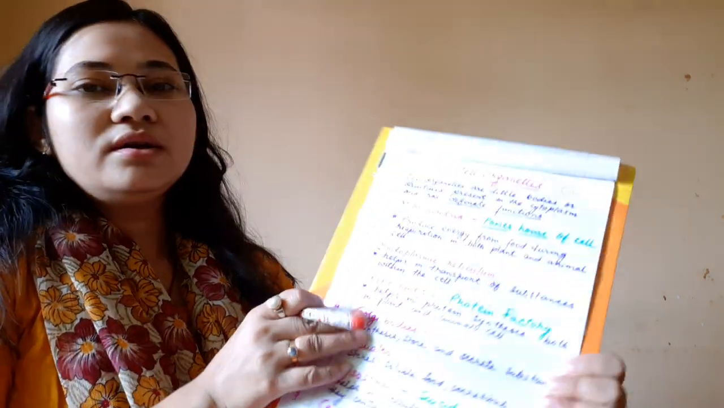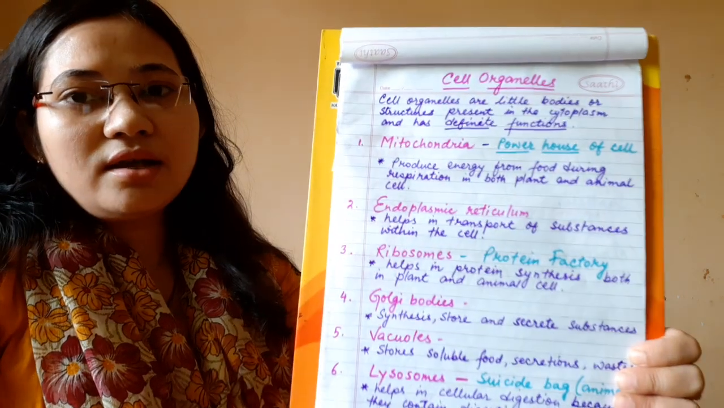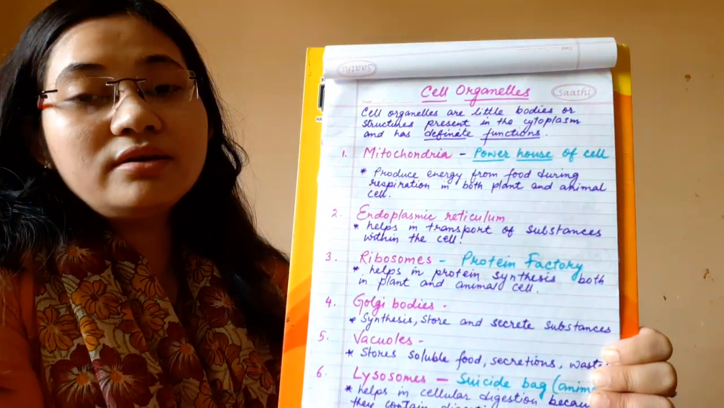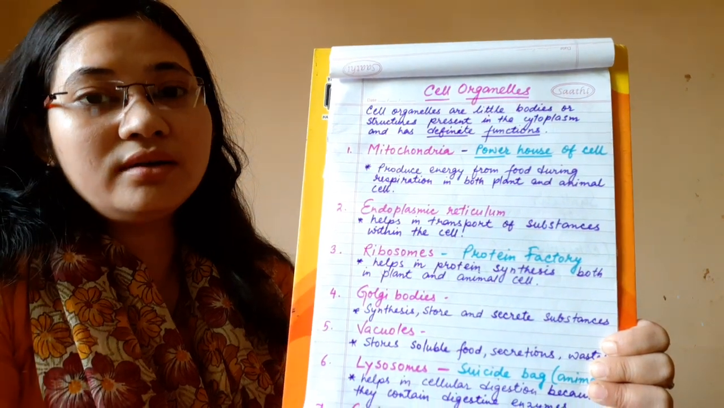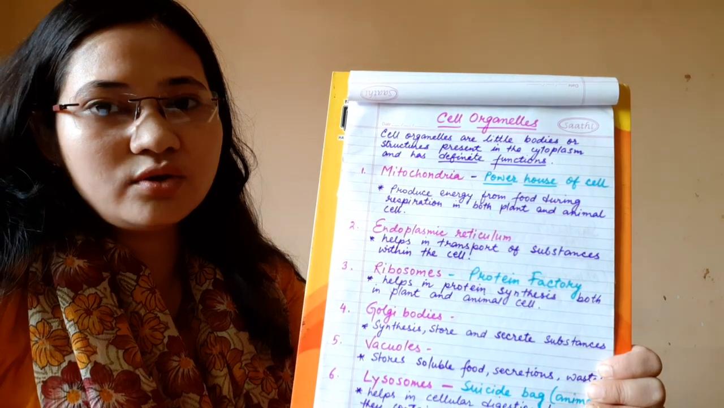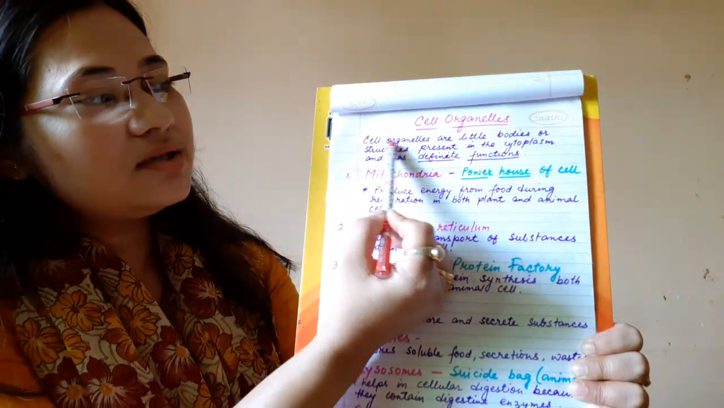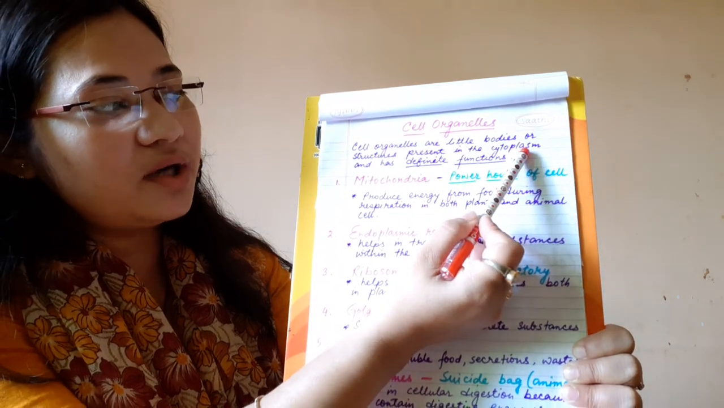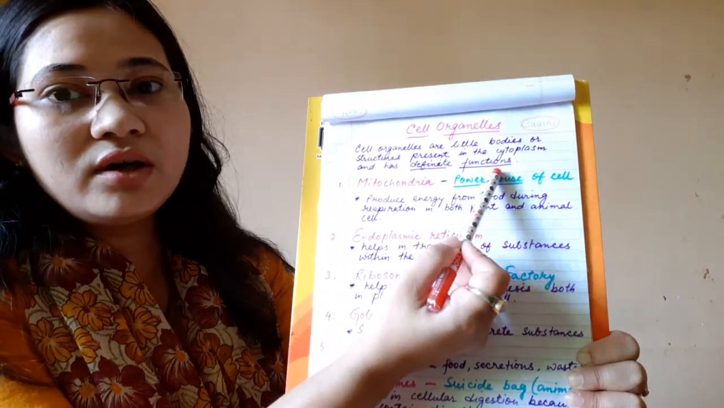Now our next heading, cell organelles. Let us see what is the definition for cell organelles. What are they actually? You know cell organelles are scattered in the cytoplasm. Cell organelles are little bodies or structures present in the cytoplasm and have definite functions.